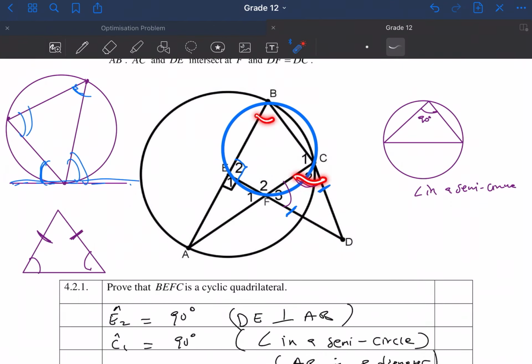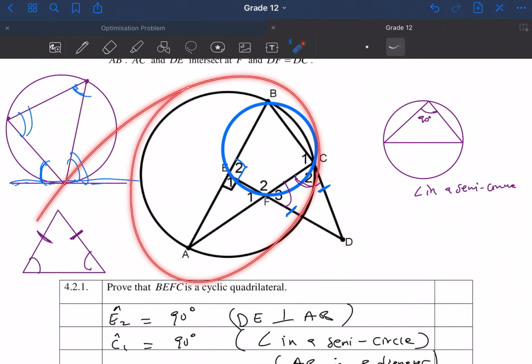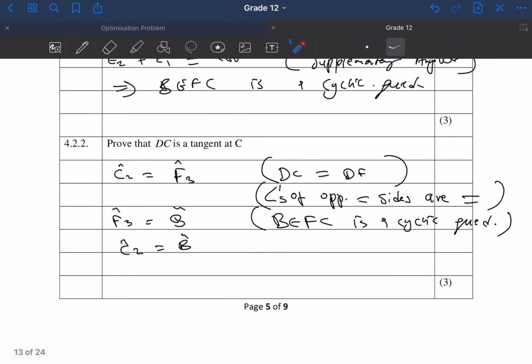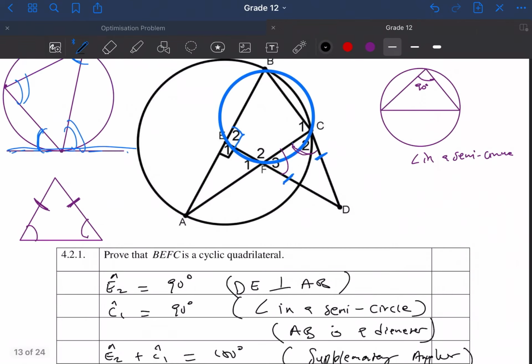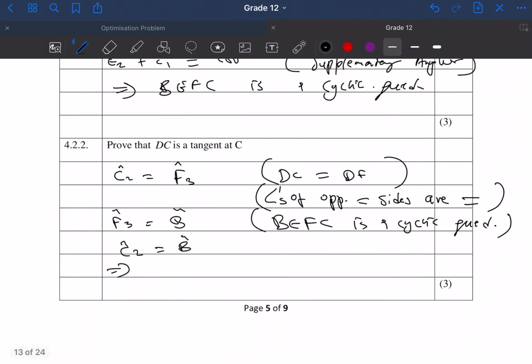So if these two are equal from this definition, therefore this is a tangent of this bigger angle. Okay, so this implies that DC is a tangent at C. What's your reason? Because of the tan chord theorem, right?